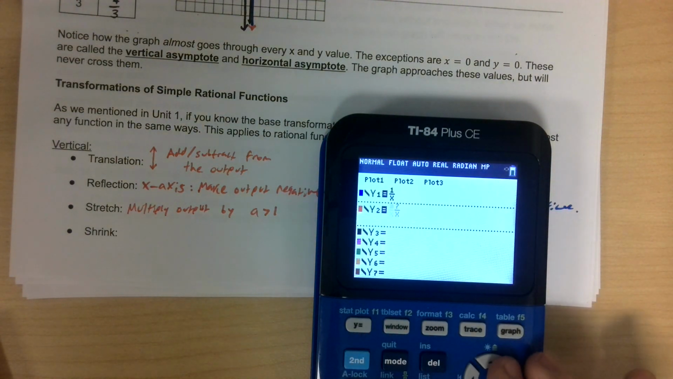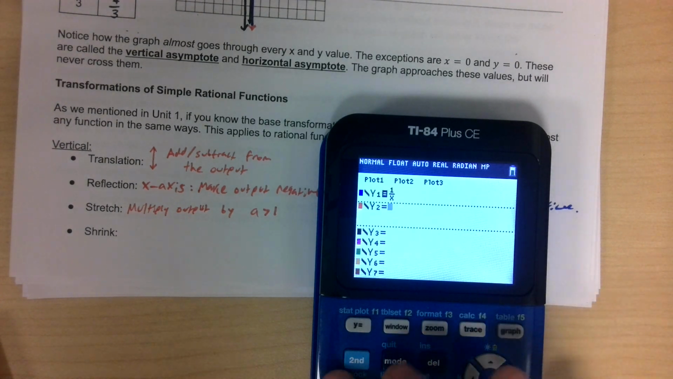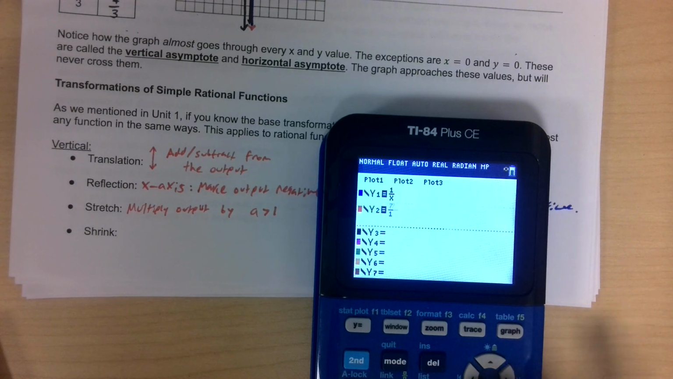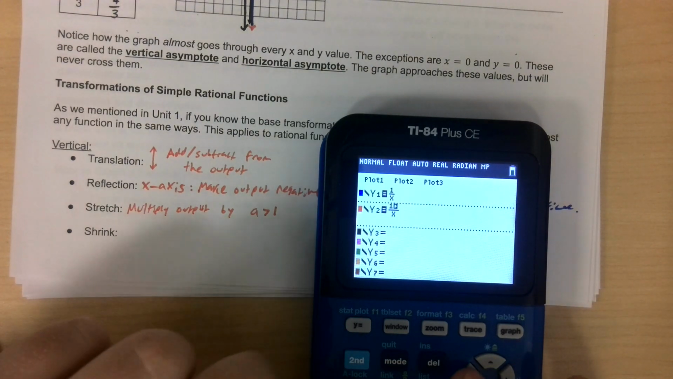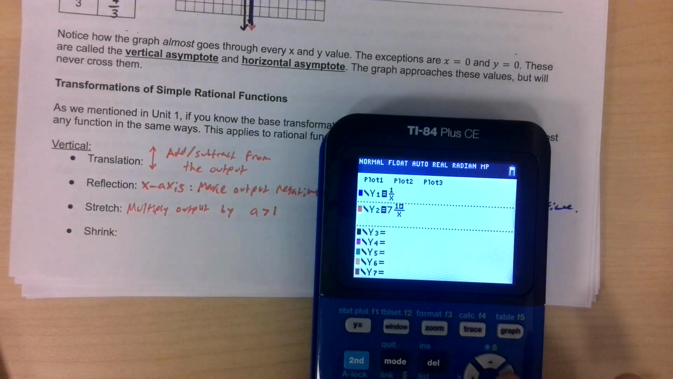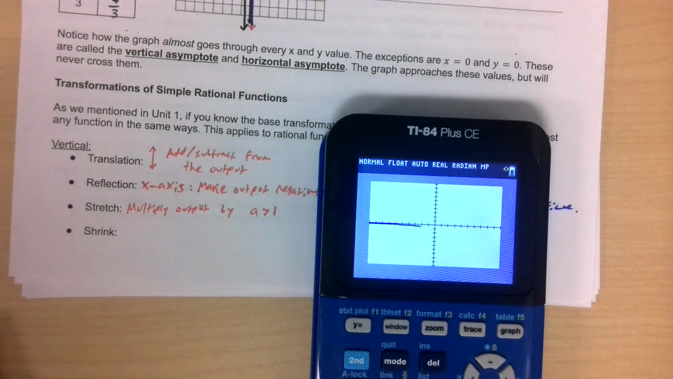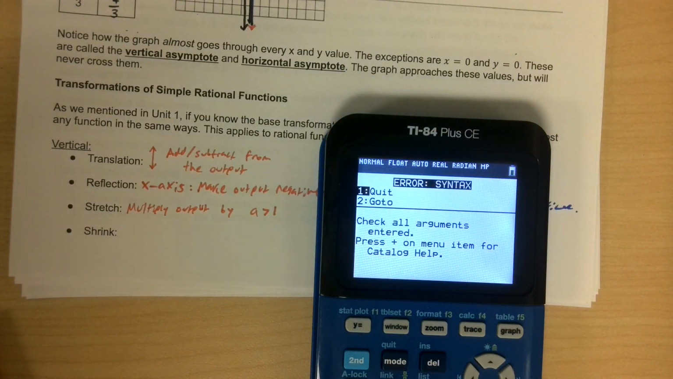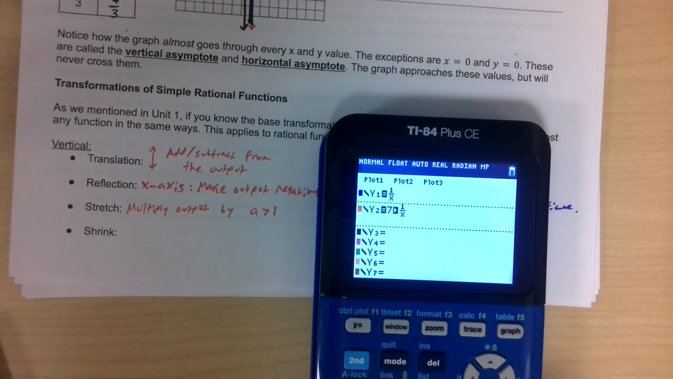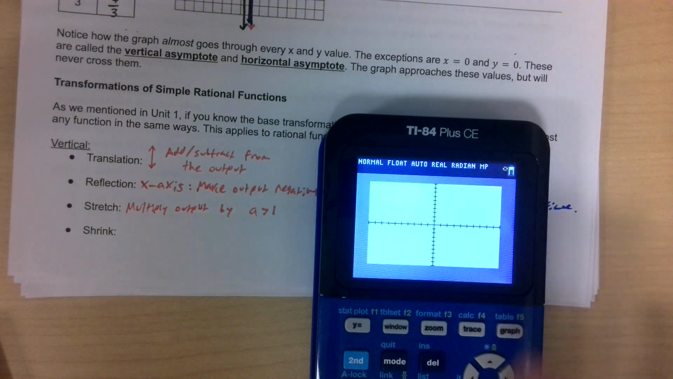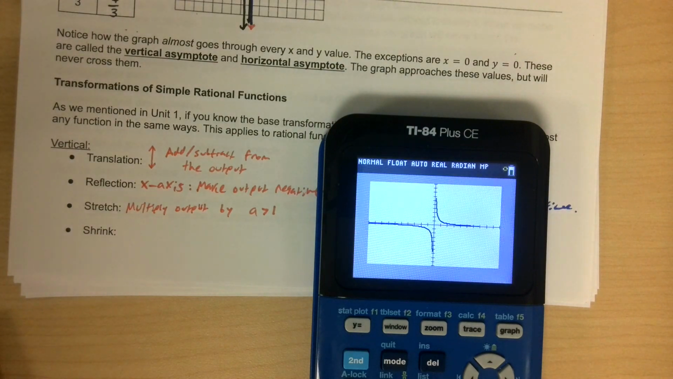Again, keep in mind that when multiplying the output of these things, we could also do it like this. We could also write it as 7 times 1 over x. Oops, I wrote that incorrectly, I apologize. If you typed it with a multiplication sign, like I was supposed to, this should also give us our vertical stretch. There it is again.